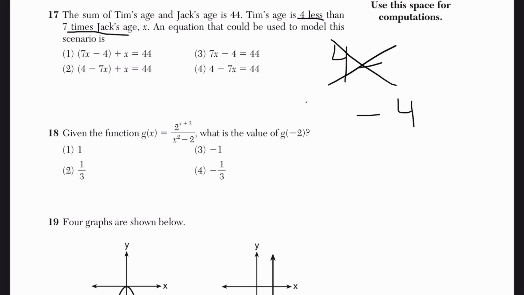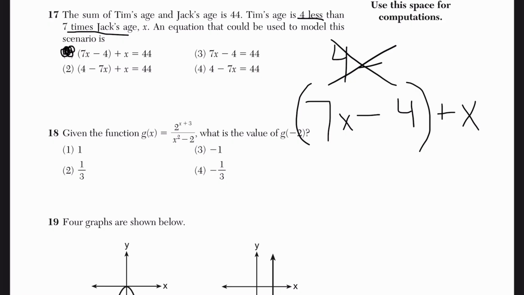7 times the x is just going to be 7x. Then don't forget that is Tim's age, but the sum of Tim's age and Jack's age. So don't forget to add Jack's age back into that equation. And then 18. So all we have to do, you could plug this into your graphing calculator.